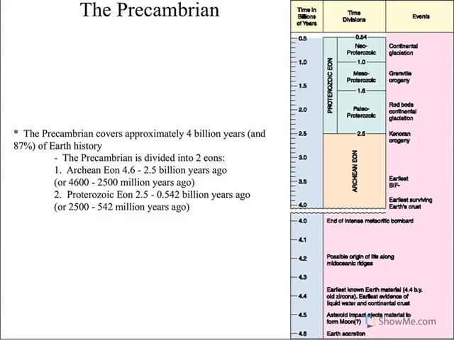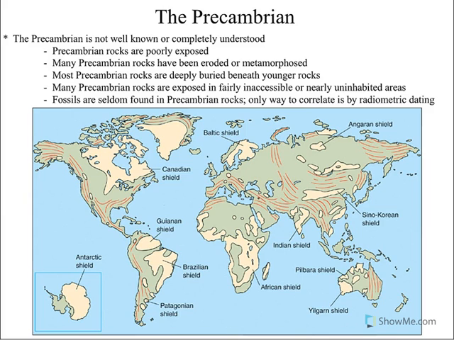All right, so let's finish up the Archean. So remember, the Precambrian itself is about 4 billion years long. It's 87% of Earth's time. Remember, we divide up the Precambrian into the Archean and the Proterozoic. So this is where we are looking at the Archean.